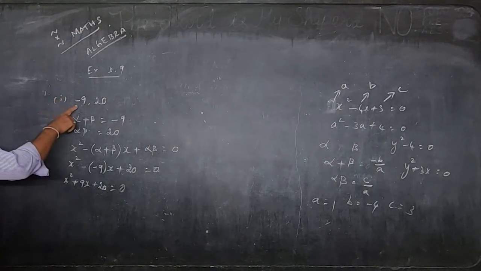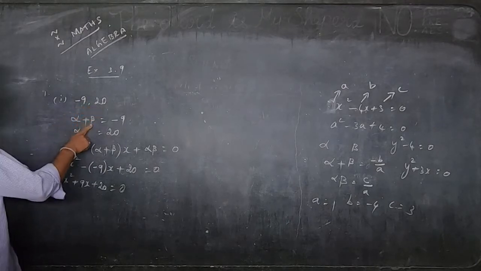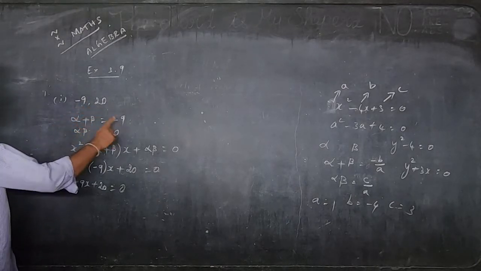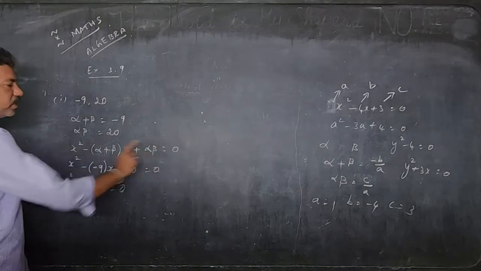What is given first is the sum of roots, and second is the product of roots. You have to write that first: sum of roots, product of roots. Then you have to write this formula.